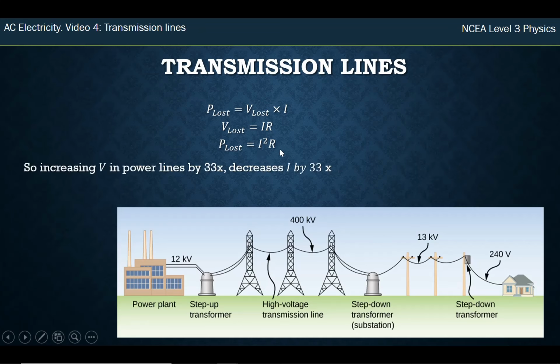Now, when we increase the voltage in our lines by 33 times, remember we decrease the current by 33 times, and because power is proportional to current squared, in this case we decrease our power lost by 33 squared times, which is over 1,000 times. So this stepping up has a huge effect on the power lost throughout the transmission lines.